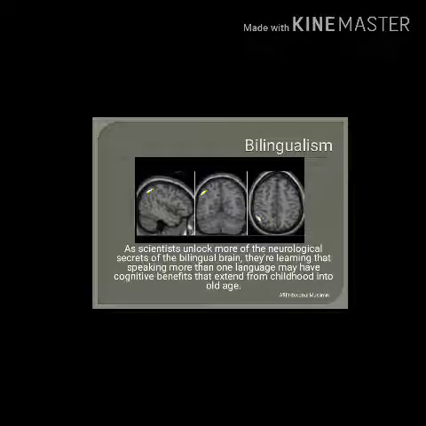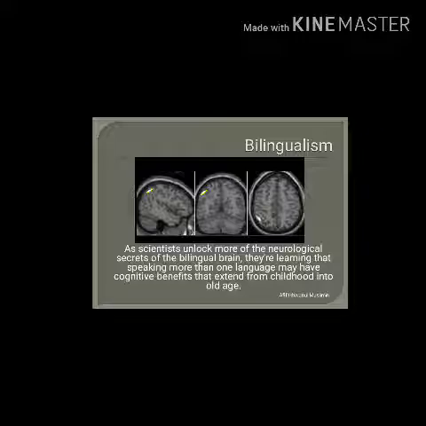There is a picture showing the existence of bilingualism in someone who can speak the second language correctly and perfectly. As scientists unlock more of the neurological secrets of the bilingual brain, they are learning that speaking more than one language may have cognitive benefits that extend from childhood into old age.